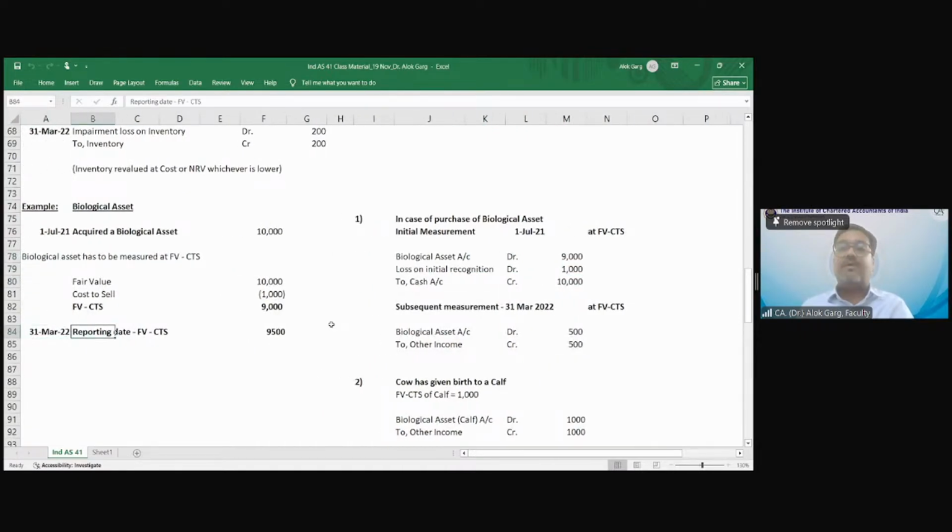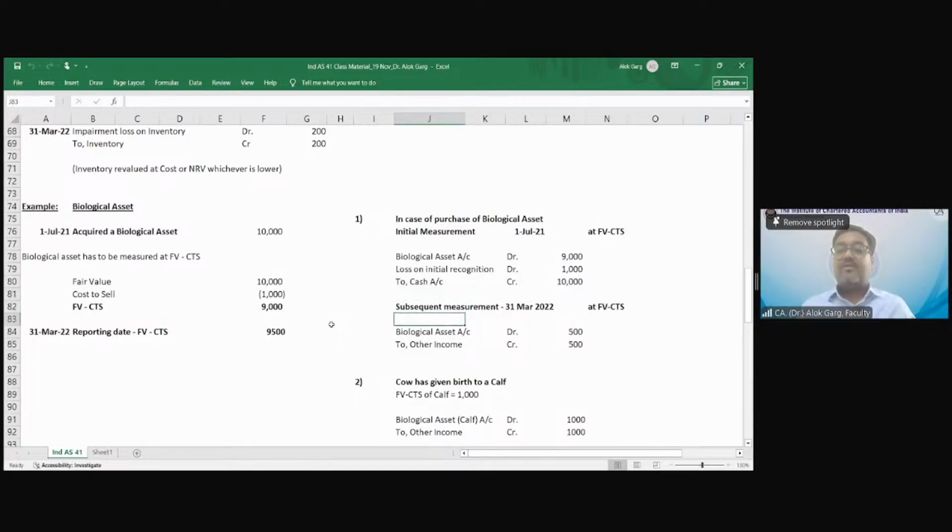On 31st March 22, on the reporting date, the fair value less cost to sell becomes 9,500. So what happened now? It increased by 500. So what is the accounting entry? Biological asset account debit to other income. So the credit goes to other income.